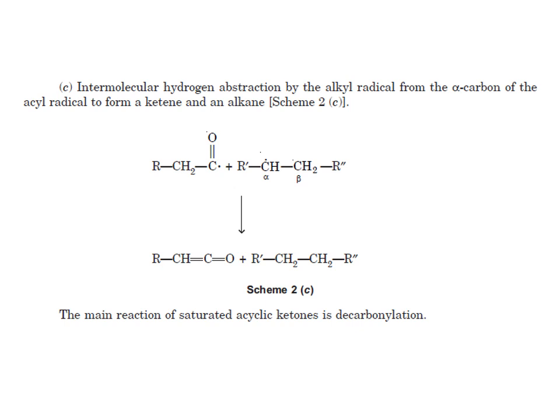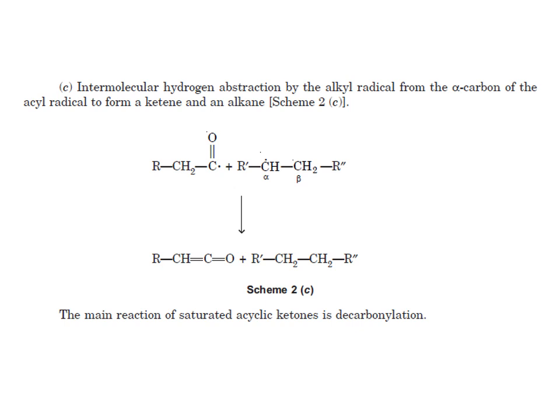Now this number C is the intermolecular hydrogen abstraction by the alkyl radical from the alpha carbon of the acyl radical to form a ketene and an alkene. You see here that the RCH2C double bond O, this acyl radical, reacts with this alkyl radical, and this alkyl radical can abstract a hydrogen from this acyl radical, and it will produce the ketene and alkene. The main process of the saturated acyclic ketone is the decarbonylation.